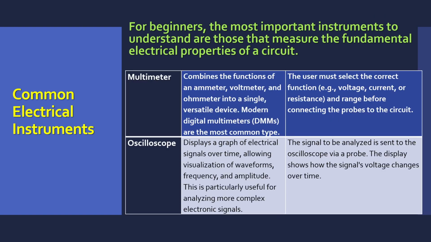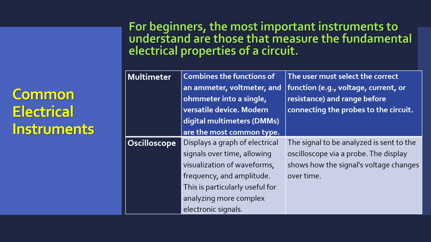Then you have multimeter. Multimeter combines the function of ammeter, voltmeter, frequency meter, ohm meter in a single versatile device. Modern digital multimeters, which are also called DMMs in short, are the most common type, and the user must select the correct function like voltage, current, or resistance and the range before connecting the probes to the circuit. So that is very important. If you don't select the particular type of the quantity you are going to measure, probably your meter will get damaged.